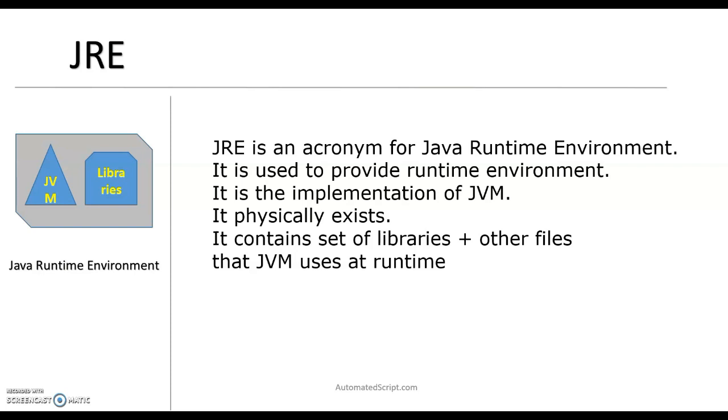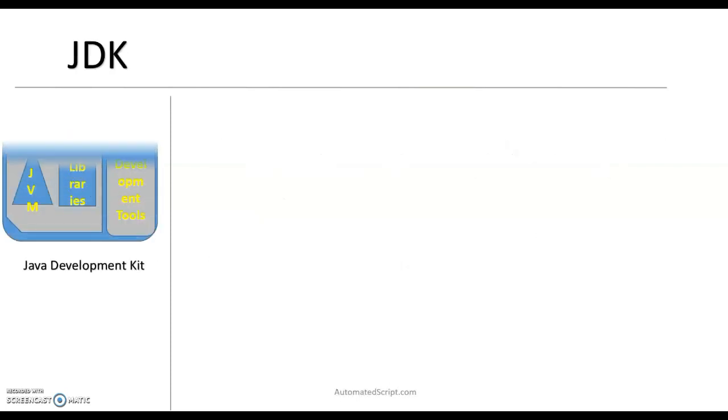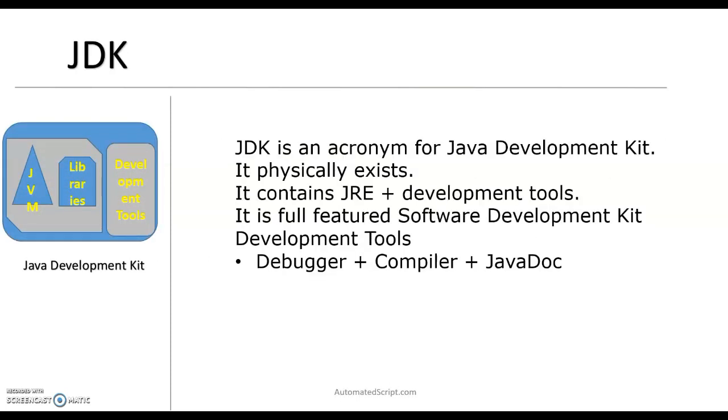Now let's move to the JDK. JDK is the Java Development Kit. It's a kit which provides an environment to develop and execute the Java program. It has two things, that is development tools as well as JRE. So if you want to start your automation or your development, if you want to develop something, then definitely JDK needs to be installed on your machine.